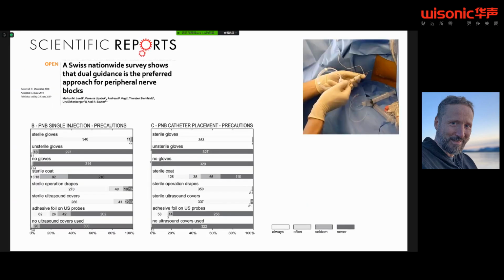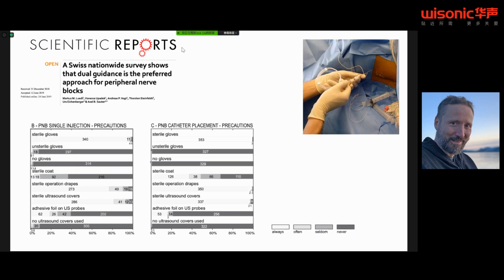An important question is about sterility precautions when performing peripheral nerve block procedures. And there's of course a difference between single injection techniques or the placement of catheters. And the data I want to show you is from a nationwide survey that we performed in Switzerland. Anesthesiologists were asked about their habits when performing regional anesthesia or peripheral nerve block techniques. And to explain the figure, when the bars are white, this means that a colleague would always proceed in a certain manner. When it's getting darker, it means often, seldom, or never. The black bars mean that a colleague would never proceed in a specific manner as asked in the survey.